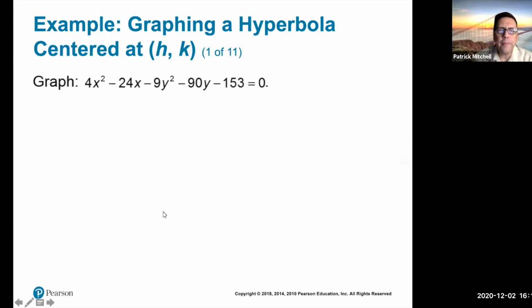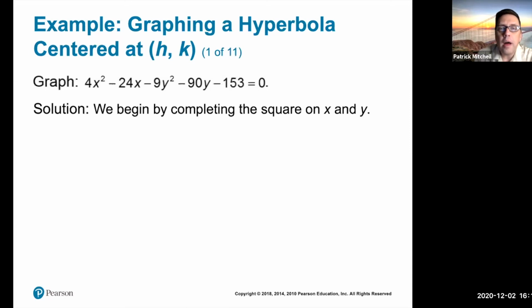All right, I probably should have done an example like this under ellipses, and I just didn't think to do it. So we'll do one for hyperbolas. We're going to graph the equation 4x squared minus 24x minus 9y squared minus 90y minus 153 equals 0. All right, so the way we're going to do that is by completing the square.